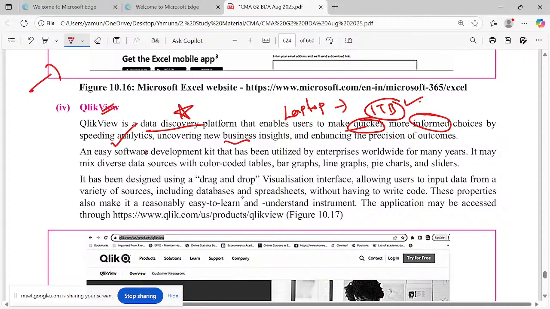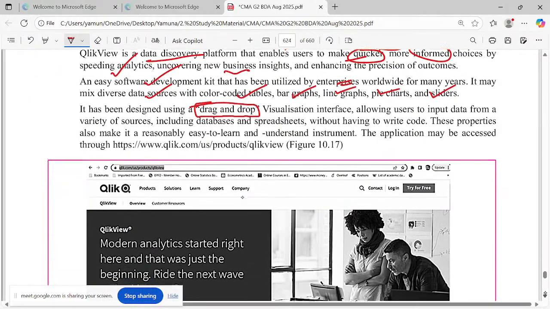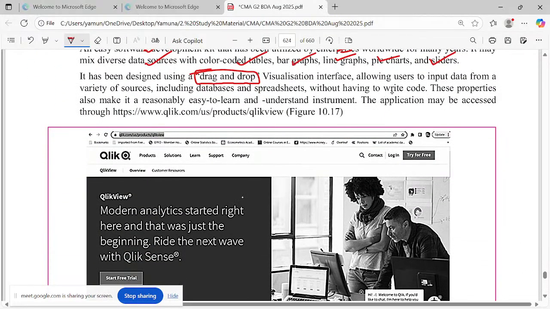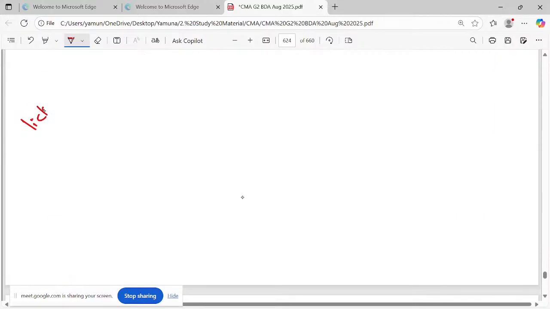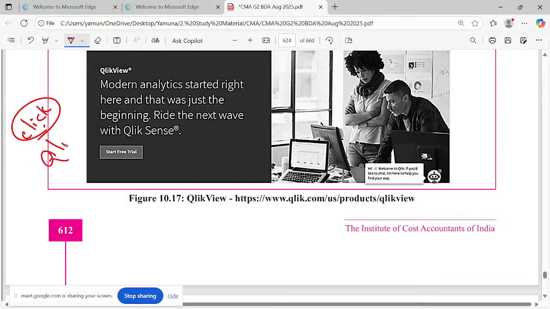It's actually a software development kit which most of the enterprises are using, and they take different data sources with color coded tables, bar graphs, line graphs, pie charts, and sliders, and you do everything. You can just do it by easily dragging and dropping. Okay, so this is about the visualization enterprise. You need not write the code and all. So coding is not involved over here. We are completely dealing with simple work only. So it is actually easy to learn and understand the instrument also. This is about Qlik. So you can please understand the spelling is not click. It is Qlik. Okay, so this Qlik.